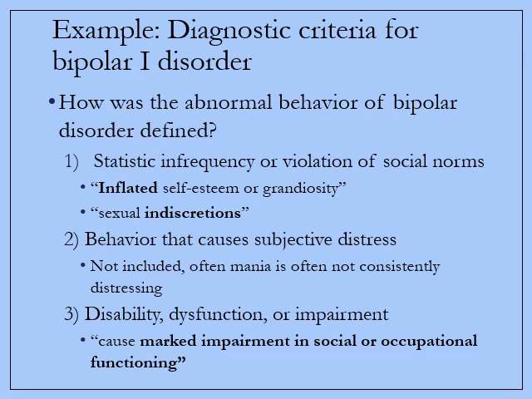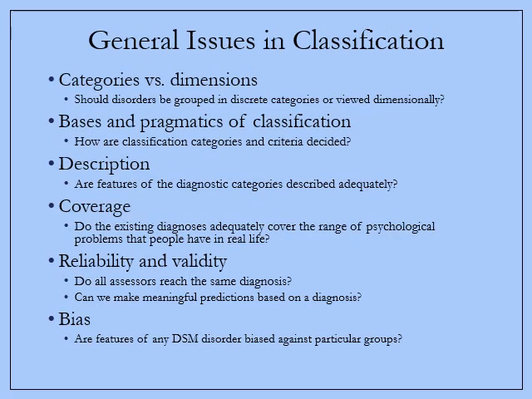And three, there was certainly an element of disability, dysfunction, impairment. There was a specific criterion in which the mood symptoms have to cause impairment in social or occupational functioning. So what are some general issues in classification? There are plenty, and I will go through them one by one, but here's a summary sheet.